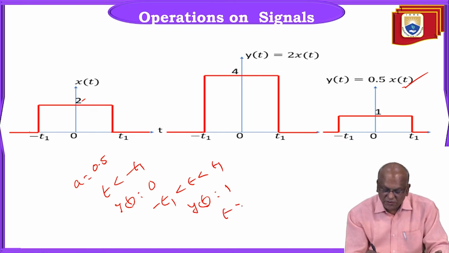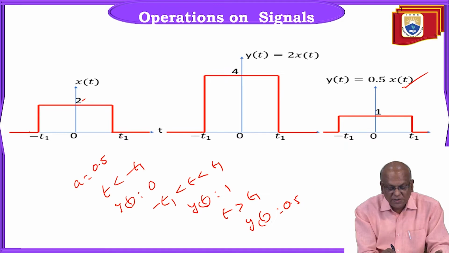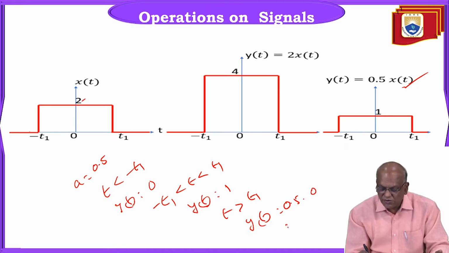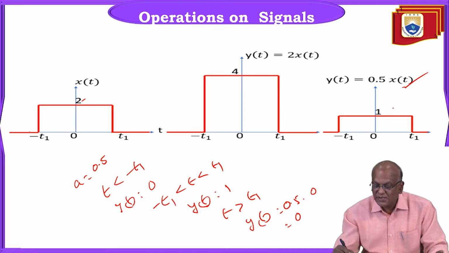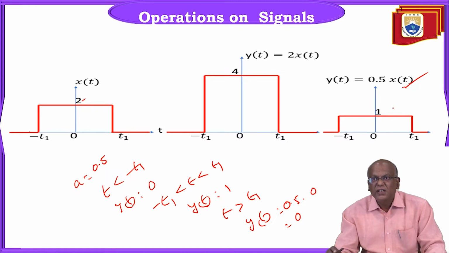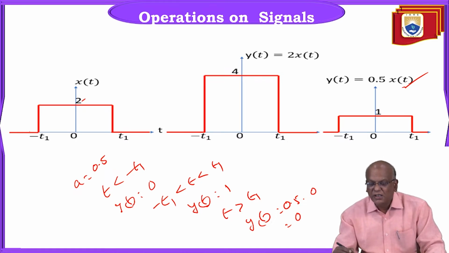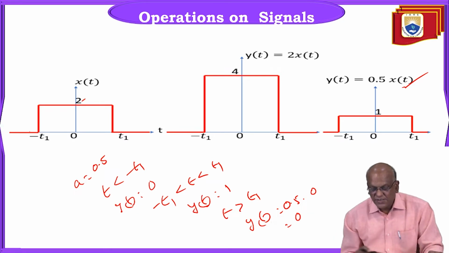Next, when t is greater than t1, y of t value equal to 0.5 times x of t, which becomes 0 for t greater than t1, so 0 into 0.5 equal to 0. That's why for t greater than t1, y of t value equal to 0. We observe that in this case, the amplitude of y of t is attenuated, so y of t is an attenuated version of the x of t. This is about the amplitude scaling operations.